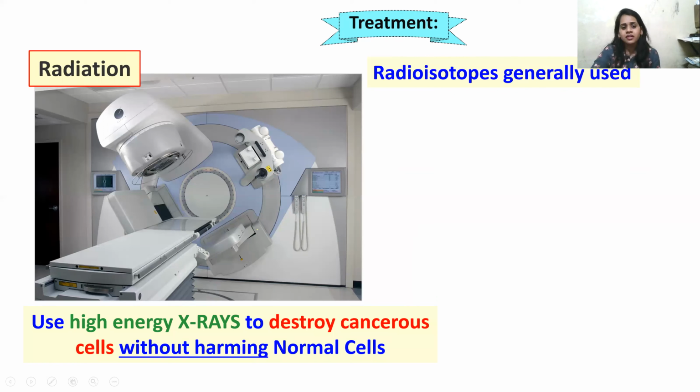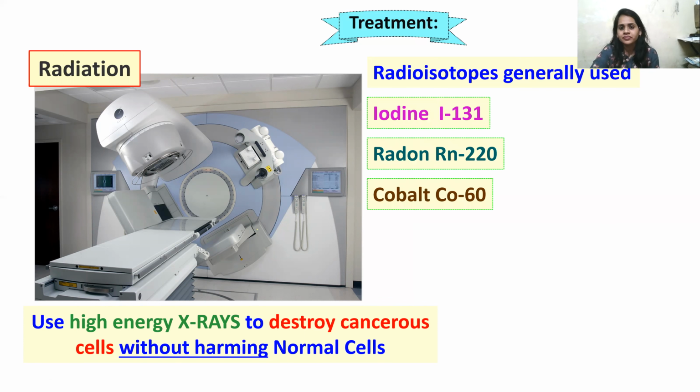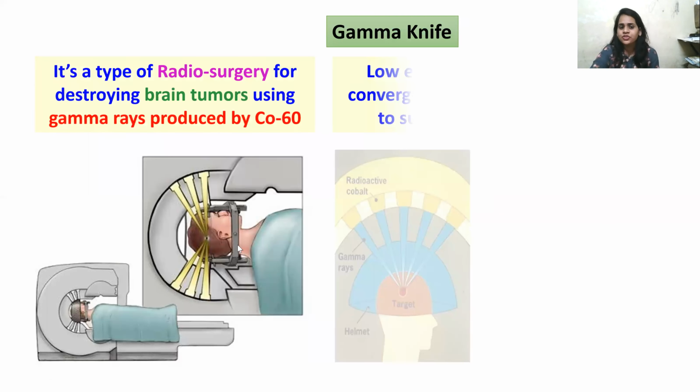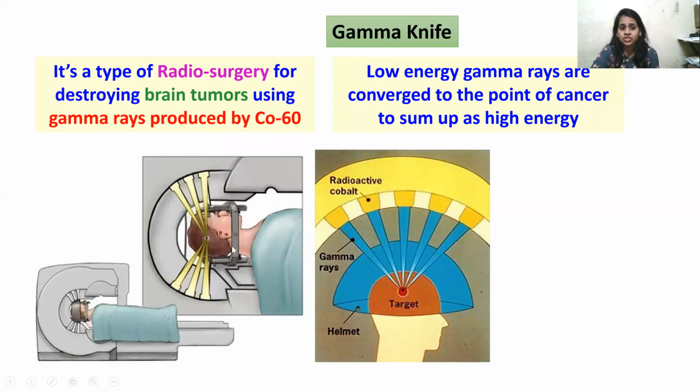High energy X-rays are used to destroy the cancerous cells. There are certain elements which can be used. Then there is what is called the gamma knife. Gamma knife is also one of the procedures. It's a type of radiosurgery for destroying brain tumors using gamma rays produced by cobalt 60. So the gamma rays produced from cobalt 60 are used to target the cancer cell, and it is destroyed there.